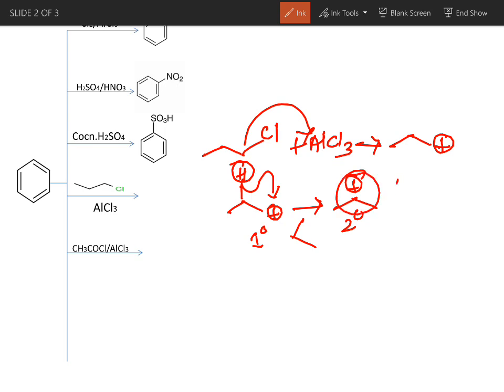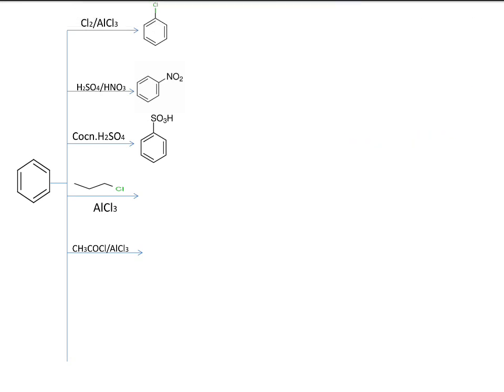This carbocation acts as electrophile and gets easily introduced on benzene ring and gives a compound something like this. This compound is known as isopropyl benzene. Isopropyl benzene is also called cumene. So the product of the fourth reaction is cumene.